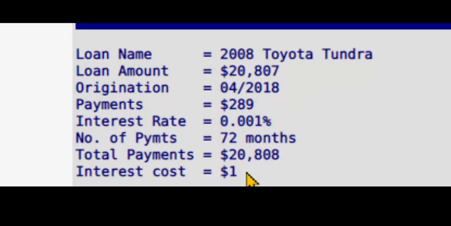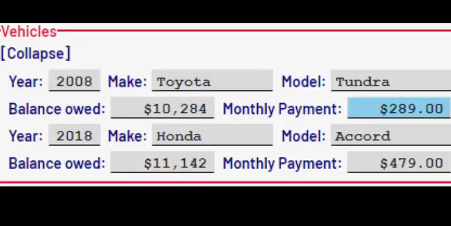For 72 months, that means the total payments, in this case, if that had been higher than 0, would have had a significant amount in this total payments, because that would have included the interest. In this case it was $1 because it was at 0.001. Okay, so that just shows you how the amortization tables work, and so that covers the vehicles for the debts.